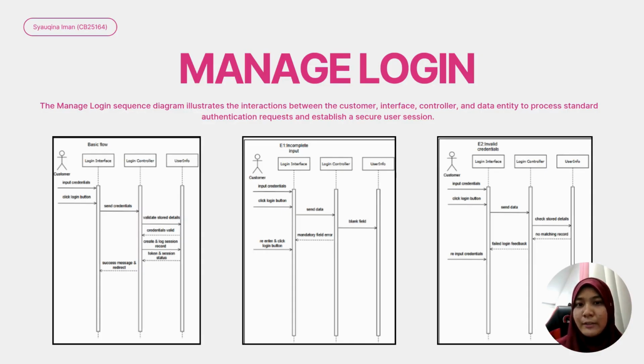For the middle diagram, which is exception flow 1, incomplete input, it shows what happens if a user leaves a field blank. The system instantly blocks the attempt and asks them to fill it in. Finally, on the right, exception flow 2, which is invalid credentials, handles what happens when someone types the wrong password or username, so the system stops them and gives a failed login warning.